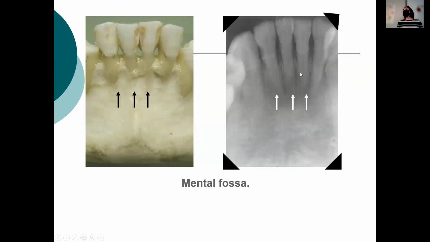This is a fossa. As you can see, it's a little bit darker right through here. So it's just that the bone's a little thinner there.